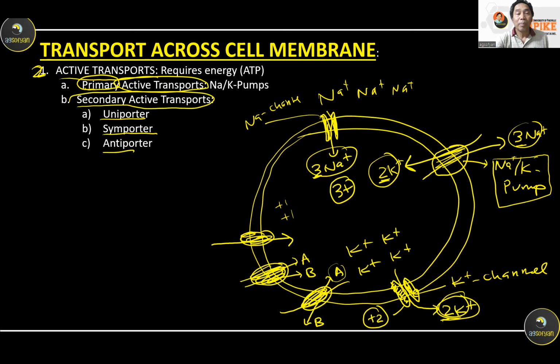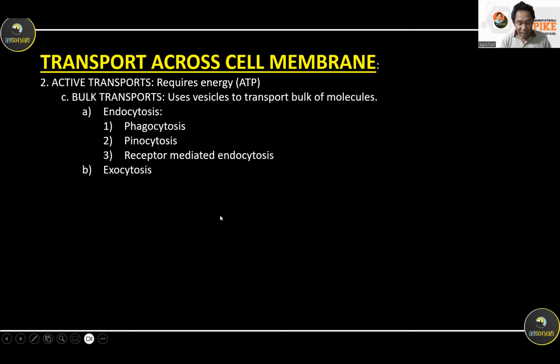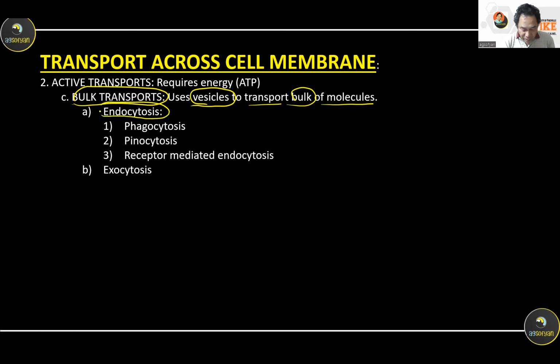And then the third type of active transport is the bulk transport, which uses vesicles or vehicles to transport many molecules at the same time. There are several types. If it enters the cell, it's called endocytosis. We're going to see endocytosis first, like this.